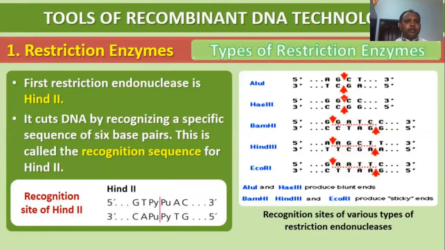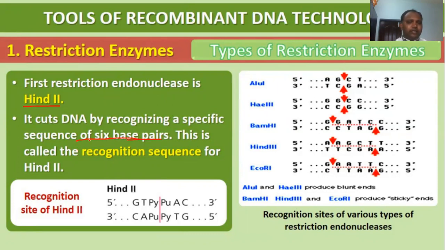Next, we can see the first restriction endonuclease discovered. Which enzyme was the first discovered? The very first discovered restriction endonuclease is HindII. Keep it in mind. But this enzyme cuts DNA at a specific region or specific sequence. The specific sequence you can call a recognition sequence. Mostly the sequences are 6 base pairs long. The recognition sequences for restriction endonucleases are 6 base pairs long. So that particular sequence is called the recognition sequence for the restriction endonuclease.